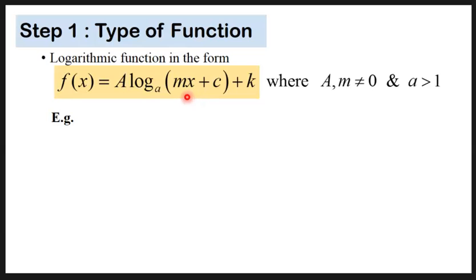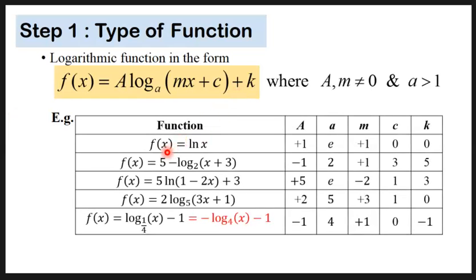Step 1, the type of functions. As we said just now, I would like to have the log with the content as a linear expression, and the base a here we always want to be a constant greater than 1. For example, we have f(x) equals log to the base e, log to the base 2, log to the base 5, all greater than 1.